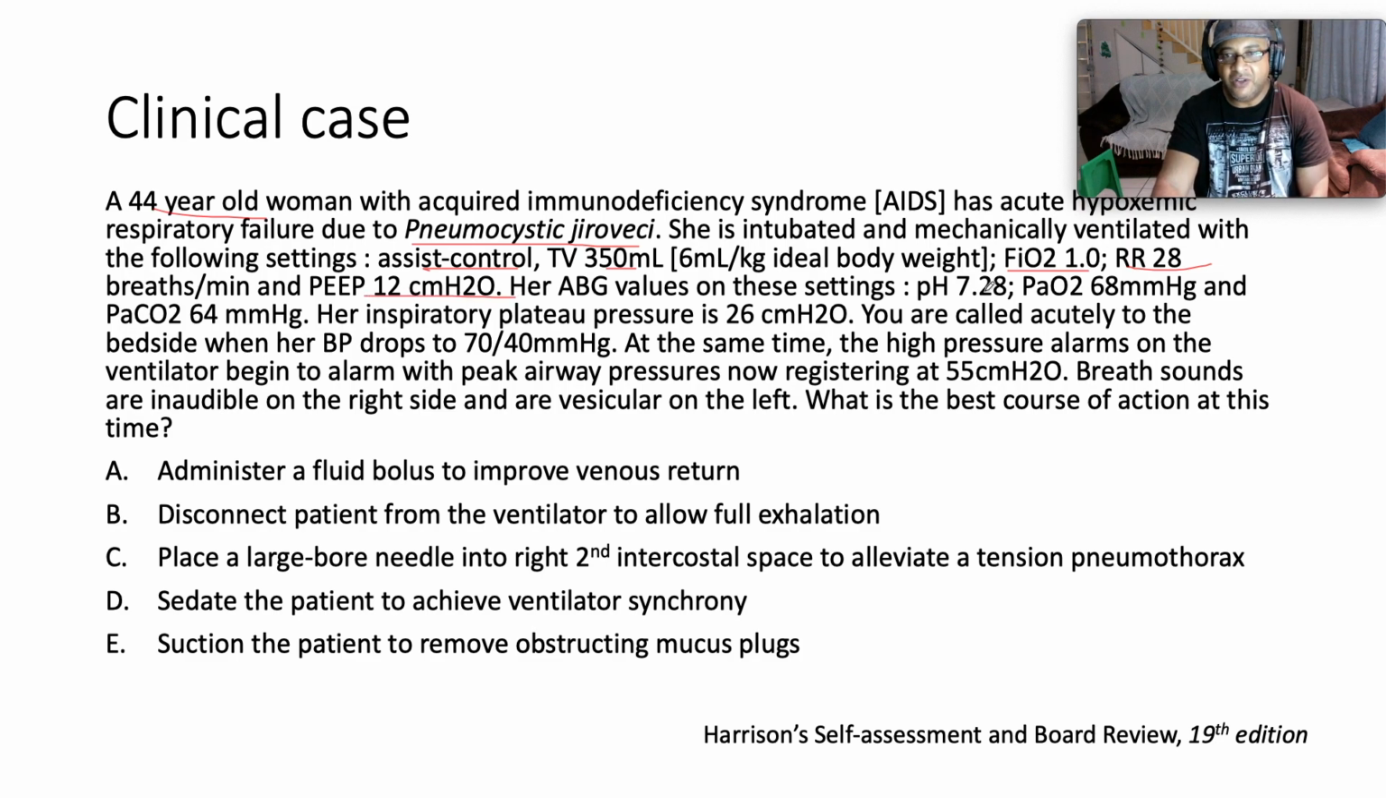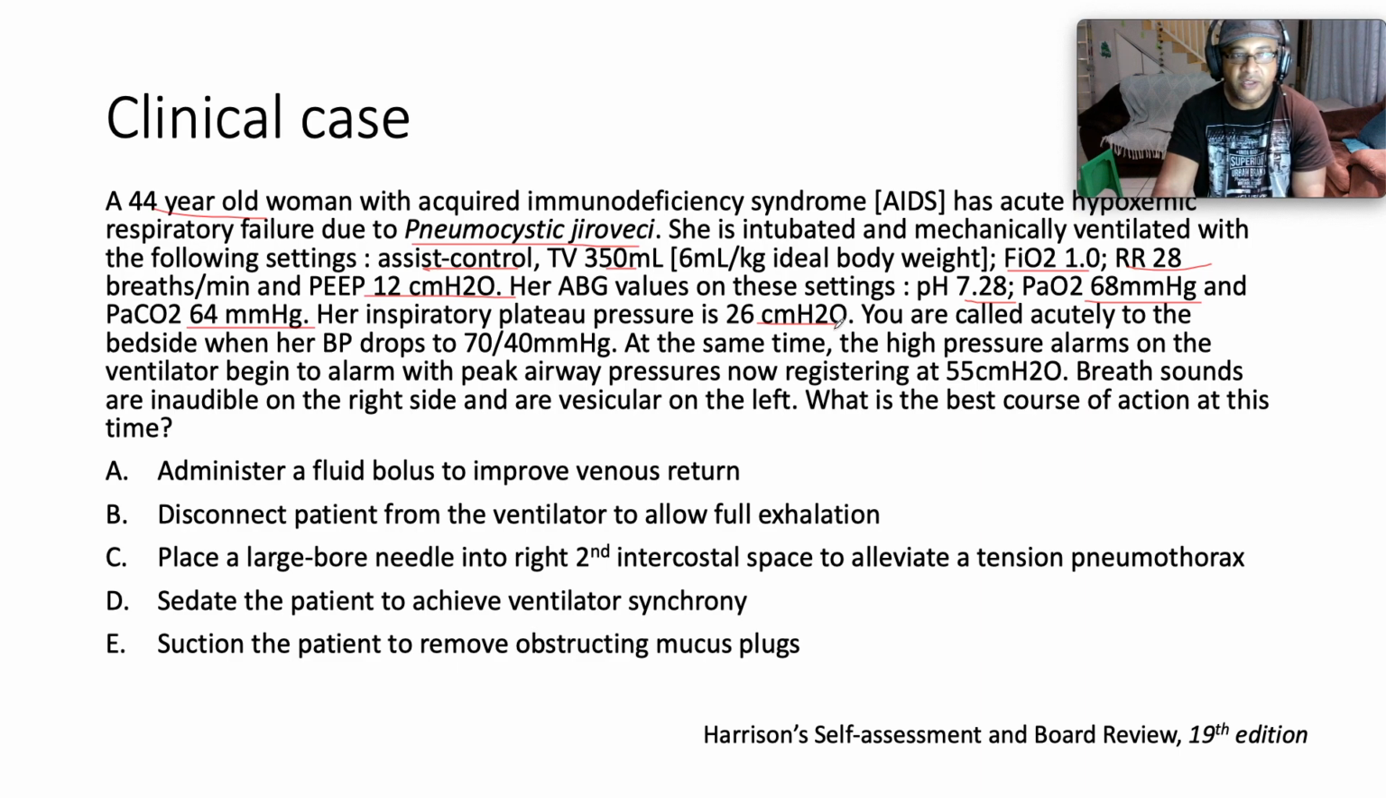Her arterial blood gas values on these settings: pH 7.28, so she's acidotic, PaO2 68 mmHg, she's hypoxic, PaCO2 64 mmHg, so this is hypercarbic respiratory failure. She's got respiratory acidosis from CO2 retention. Her inspiratory plateau pressure is 26 centimeters water.